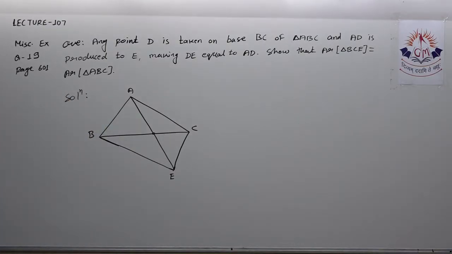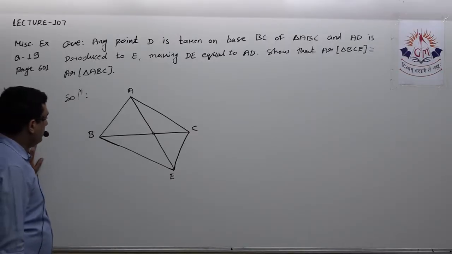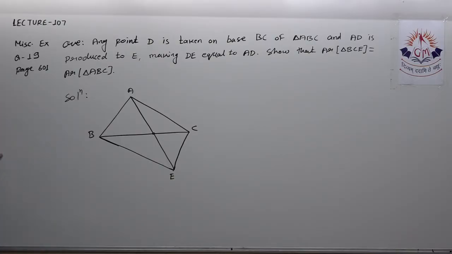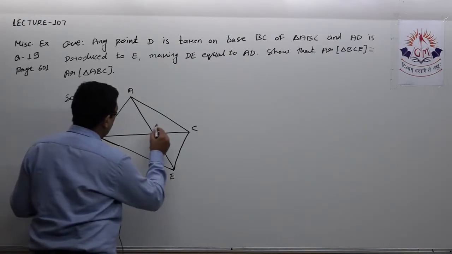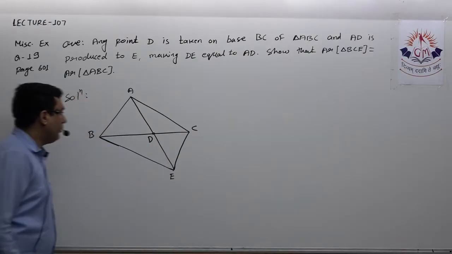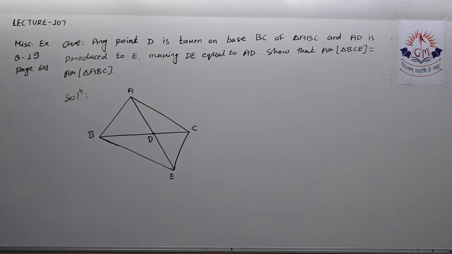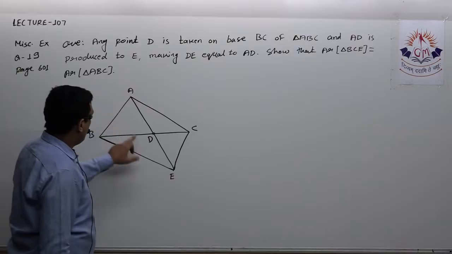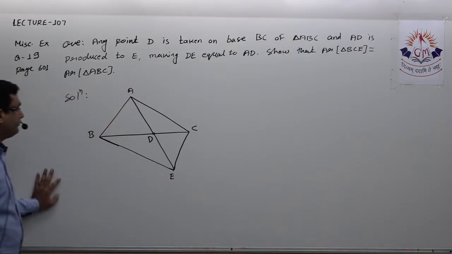In short, you have to prove that the area of the upper triangle is equal to the lower triangle. Okay, so think for a while how you would solve this. The information given is AD equal to DE. That is the only thing that we have, and we have to prove area of triangle BCE is equal to BCA.